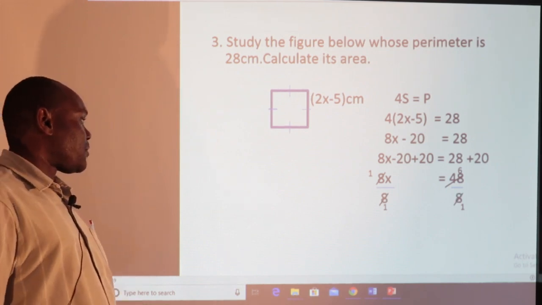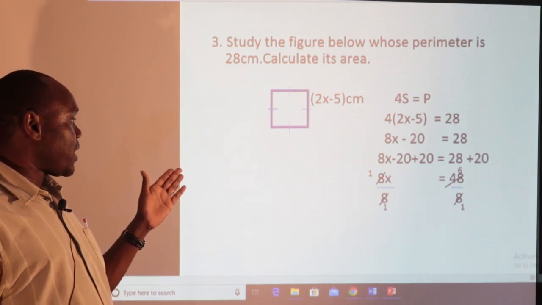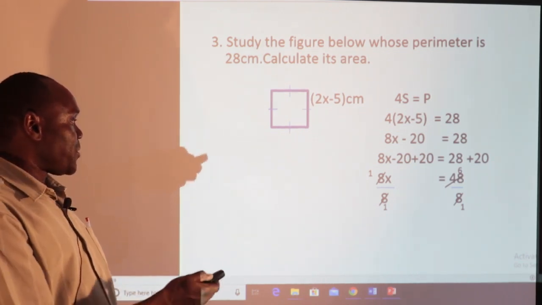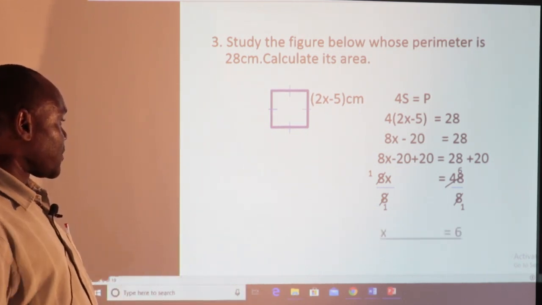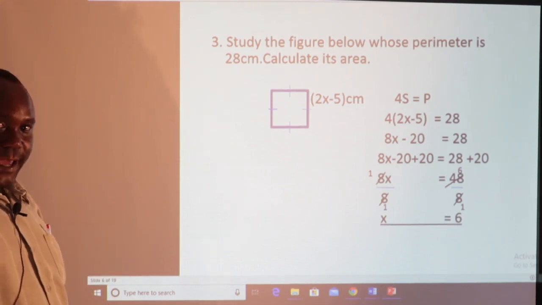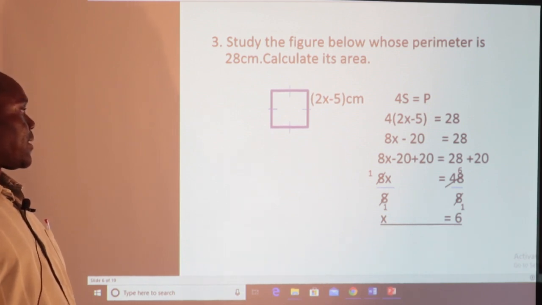So we divide both sides by the coefficient of x. When you divide by 8 once here, and by 8 once on the other side, then you divide 48 by 8 gives you 6. So that is our value of x. x equals 6.